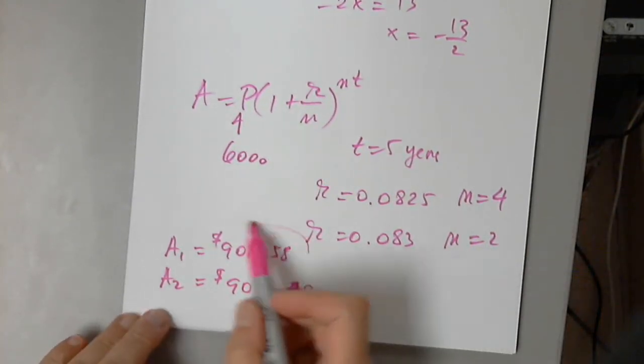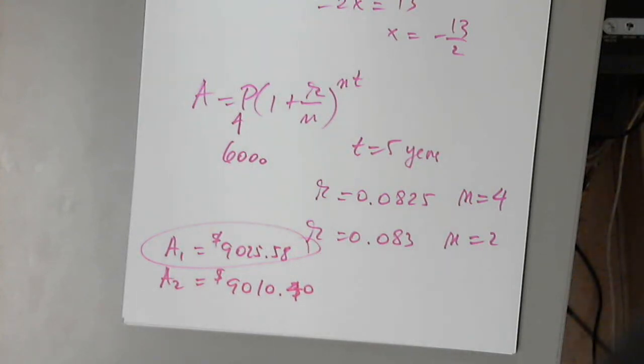So from this, the first one is more advantageous for us because we get a little bit more. Even if the interest is a little bit lower, but compounded 4 times a year, it comes out to be a better deal for us.